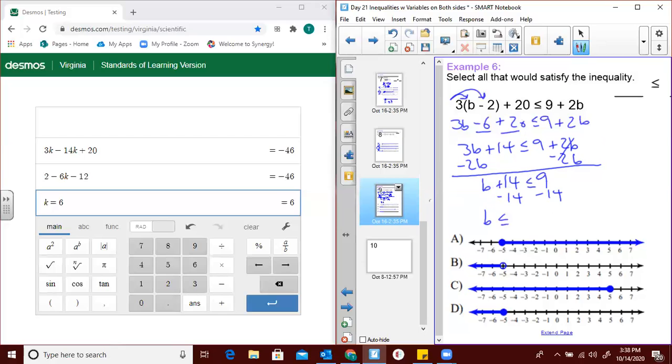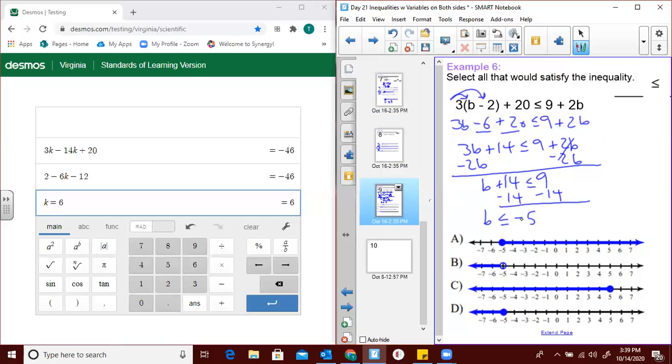-5. Now notice I did not switch my sign here, because I was not multiplying or dividing by a negative number. I was adding or subtracting. I was actually subtracting in this case.